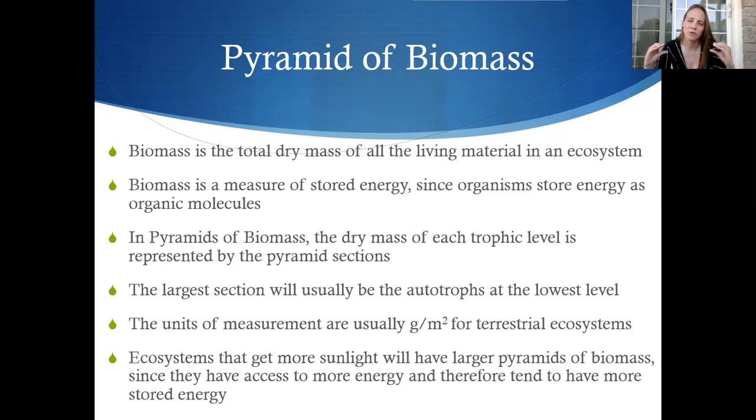The largest section will usually be the autotrophs at the bottom, and then usually, again, it's going to be a regular pyramid, though not always. Ecosystems that get more sunlight will have larger pyramids of biomass because they have more stored energy. That's not always the case, but if you think of, say, the rainforest, which gets a lot of solar energy, it has a lot of biomass compared to, say, the tundra, which would have very little biomass and gets very little solar energy. That's kind of the comparison.